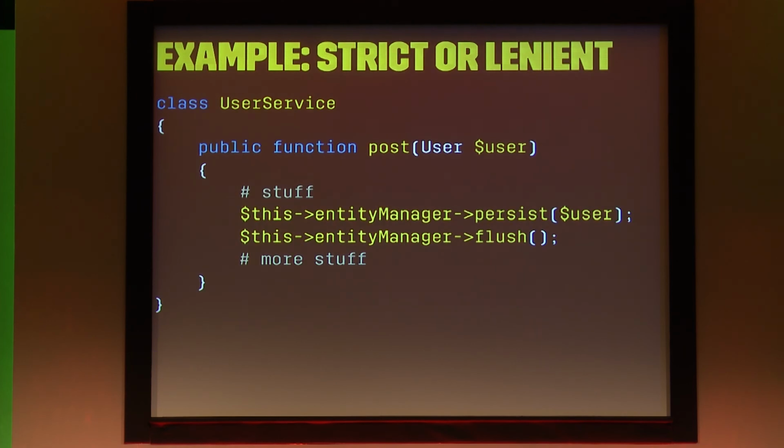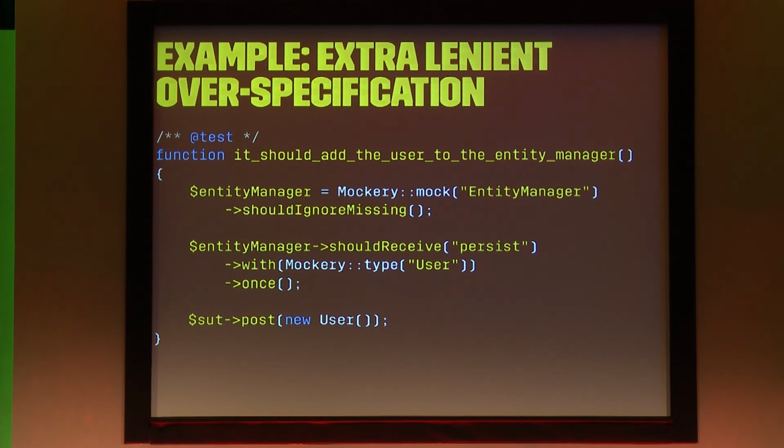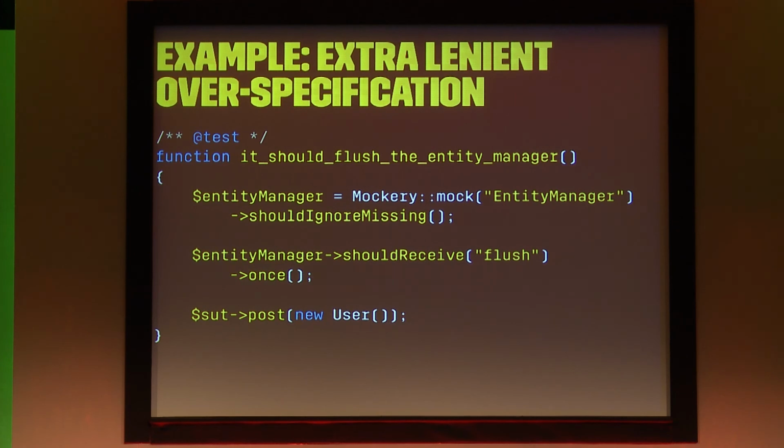Last example, talking about strict or lenient mocks and the precision again. You should be familiar with this kind of thing from Symfony, persisting the user and then flushing the entity manager. Now, this would be an example for me of overspecification. We're telling Mockery to ignore missing calls on the entity manager. So in this case, it's probably going to ignore the flush, but make sure we've called the persist, which is great, but I don't really care about it. I just want it to persist the user. I don't care about having separate tests for flushing the entity manager and adding the user. So that's a form of overspecification to me. And that's with an extra lenient mock.